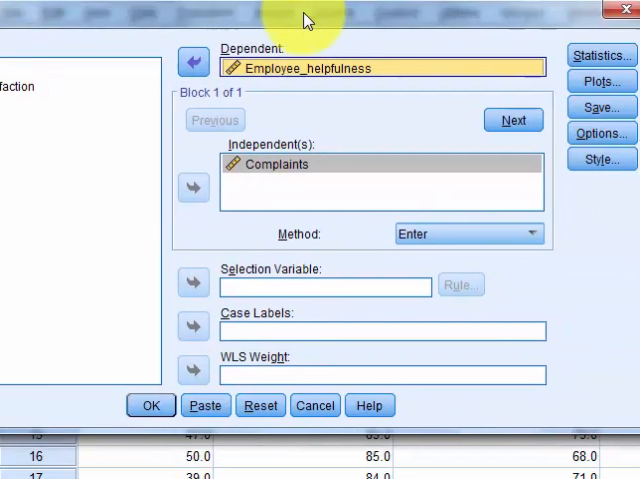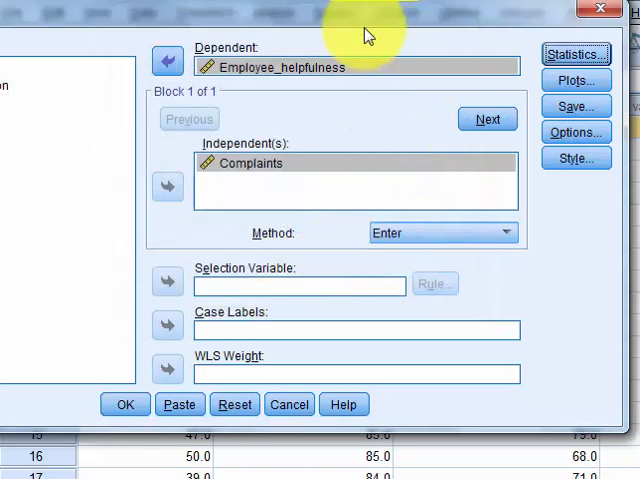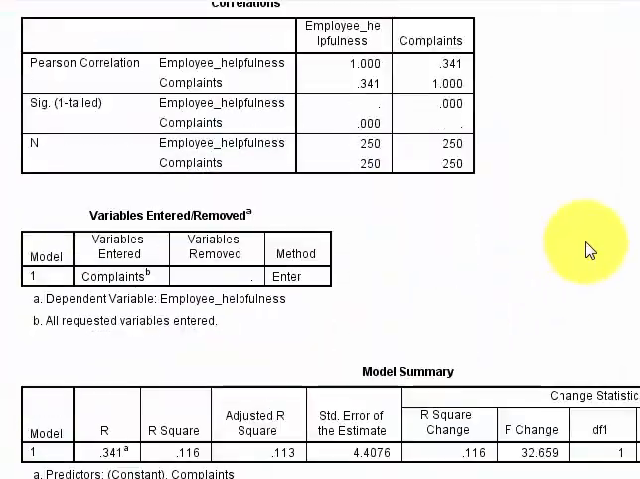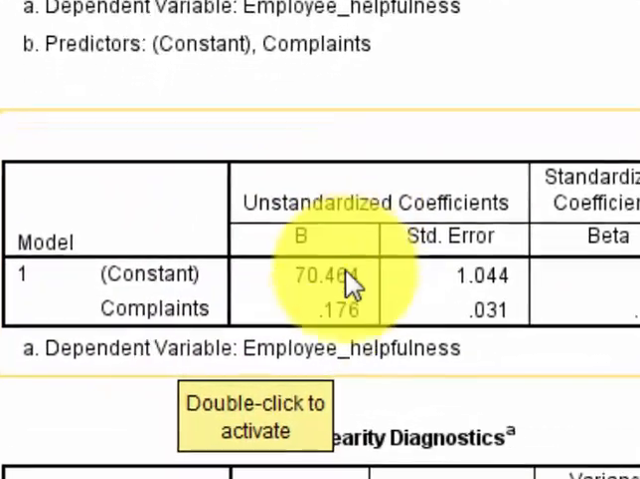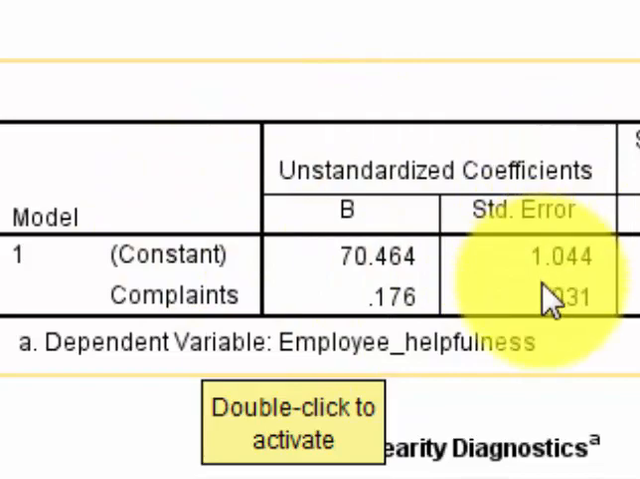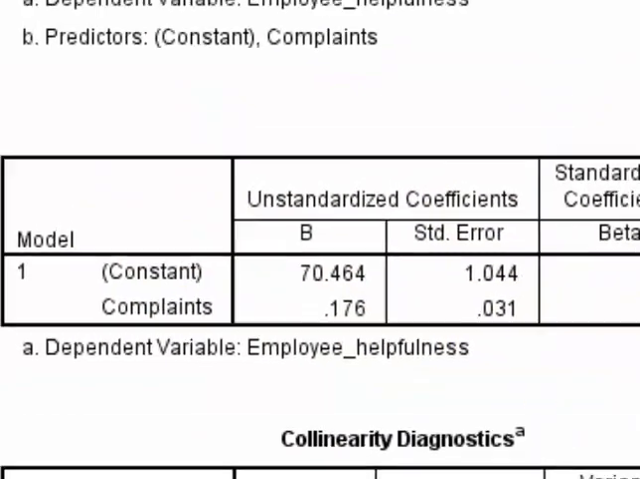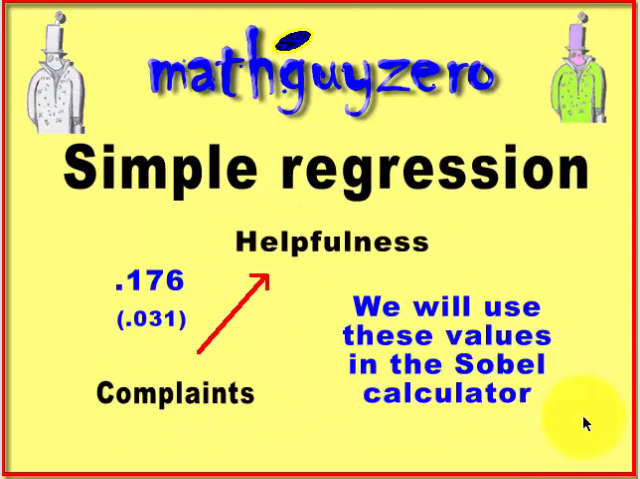Let's just see what we need over here. I'm not going to check the assumptions here. That'll be in a different video. So keep going. Click OK. And we simply want these numbers right here. So our unstandardized B weight for complaints is 0.176, and its standard error is 0.031. So these are the values we're going to use in the Sobel calculator.